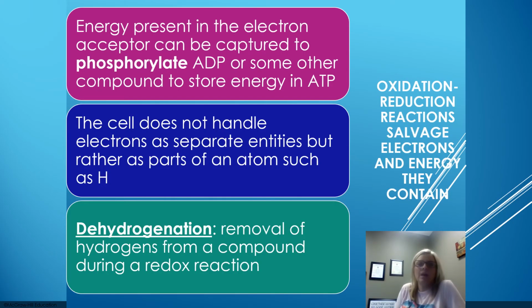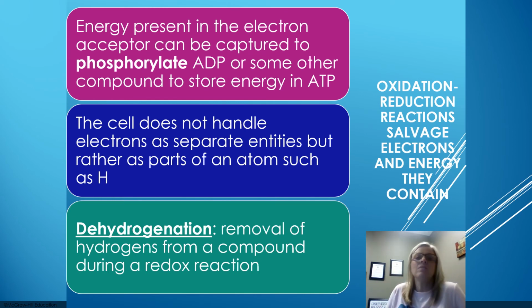Energy present in the electron acceptor is captured basically to phosphorylate. Big word, simple meaning. Basically, that means add a phosphate on. Okay, add a phosphate on. That occurs over and over and over again in the body. So you're going to add a phosphate group to ADP or another compound to store energy. Okay, so you're going to add a phosphate to adenosine diphosphate, and you're going to make adenosine triphosphate, and that's going to be what we call a high energy bond. That last phosphate added on there.